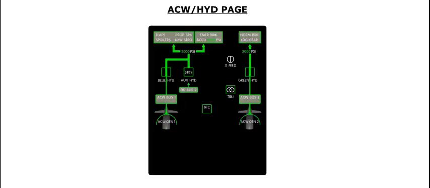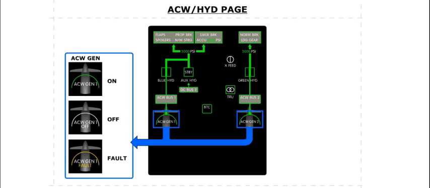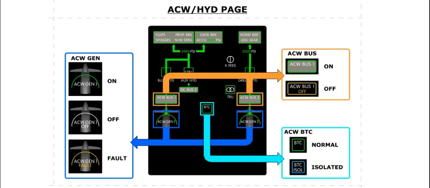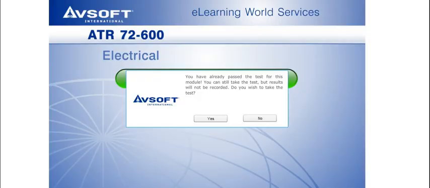The AC walled portion of the electrical system is on the MFD AC walled hydraulic page. This page displays the AC walled generators, buses, and BTC. You will notice that DC bus 2 and the TRU are represented as well. The convention used for the AC walled portion is similar to what was described previously. This concludes the electrical module.